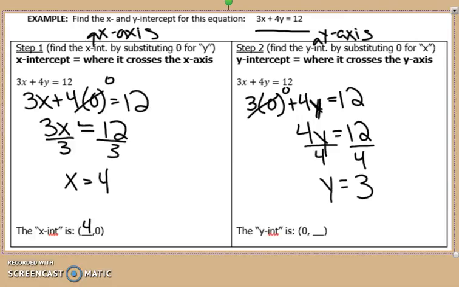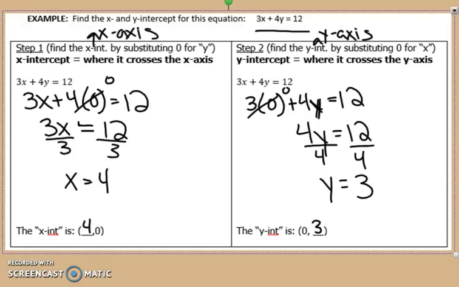Now be careful when you go to write this point. The x-intercept is (4, 0). My y-intercept, though, make sure you know where your variables are. Make sure you know where your x and y are. X is always the first number in your coordinate point, and y is always the second number. So if y equals 3, my point is going to be (0, 3).